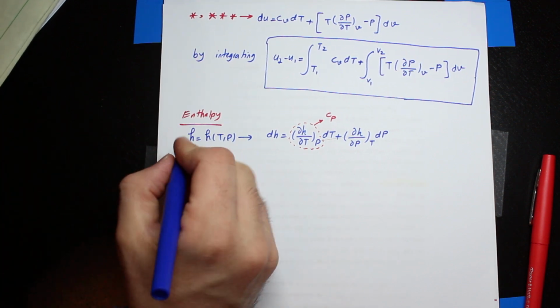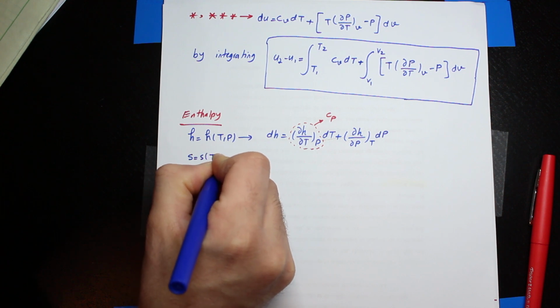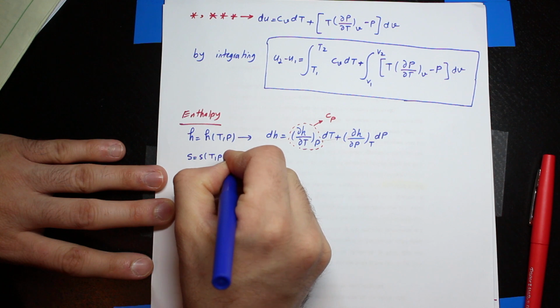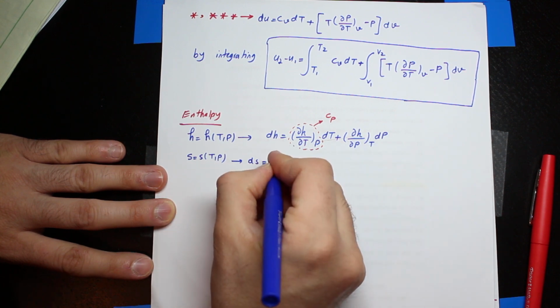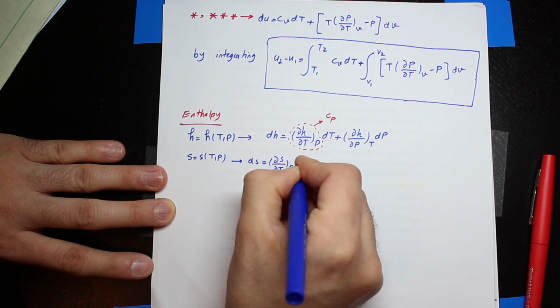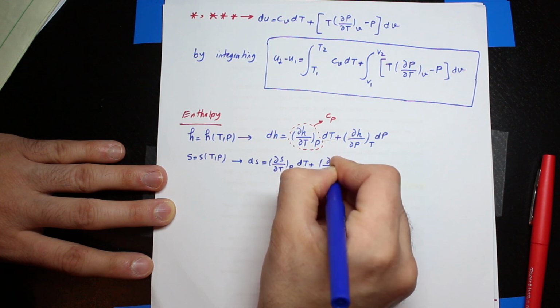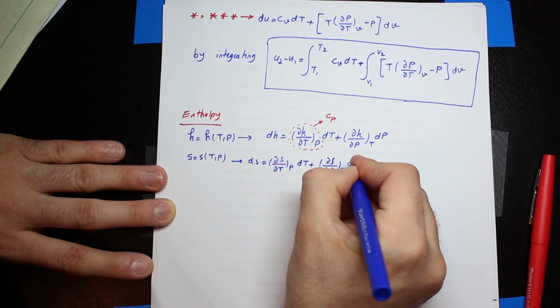Now let's assume or choose S to be a function of temperature and pressure. If I do that, then I can say dS is again the same concept: partial S partial T for constant pressure multiplied by dT, plus partial S partial P for constant temperature dP.